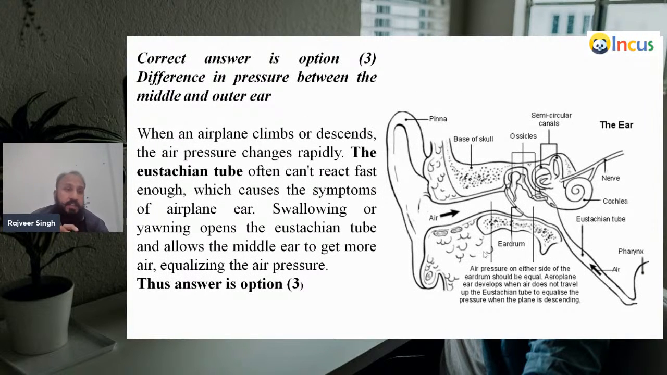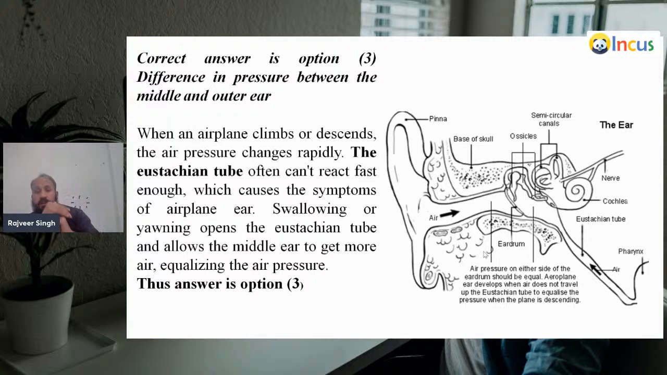in detail. As I told you, when an airplane climbs or descends, the air pressure changes rapidly, and the eustachian tubes often cannot react fast enough, which causes the symptom of airplane ear. Swallowing or yawning opens the eustachian tubes and allows the middle ear to get more air and equalize the air pressure. That is why we chose the third option.